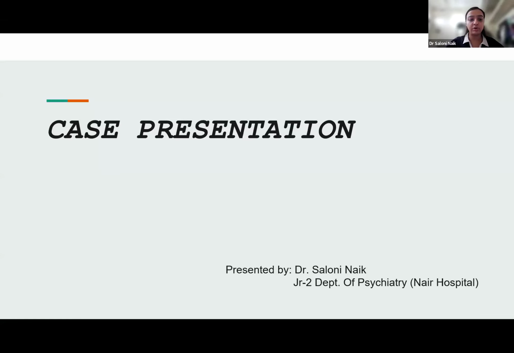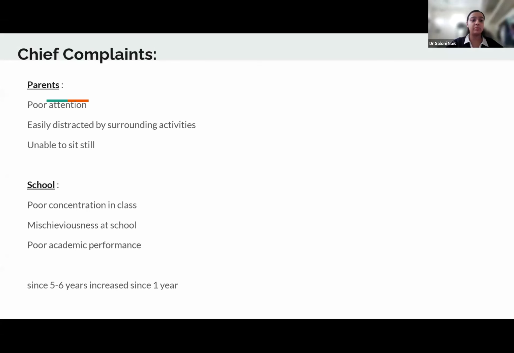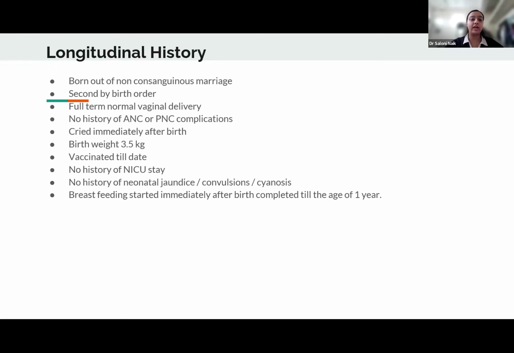Good morning, everyone. I would like to start the case presentation. It is a short case presentation on a case of a child. Mr. A, 12-year-old male, right-handed, Hindi-English speaking, currently in 7th grade, resident of Matunga, was brought by his mother, who is an adequate and reliable informant, with chief complaints from parents of poor attention, easily distracted by surrounding activities, unable to sit still, school complaints of poor concentration in class, mischievousness at school, poor in academics since 5 to 6 years and increased since 1 year. I would like to present the history longitudinally, starting from birth history.